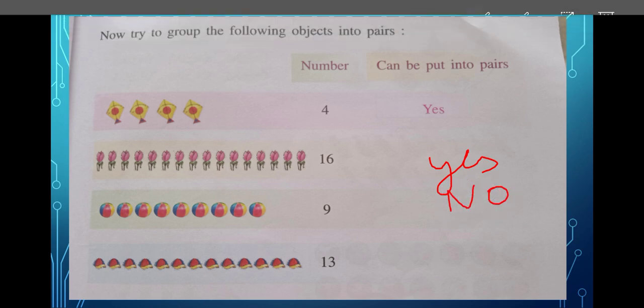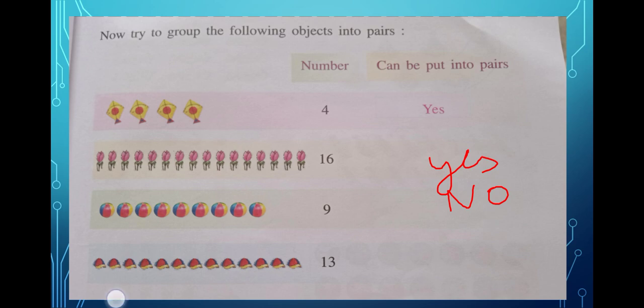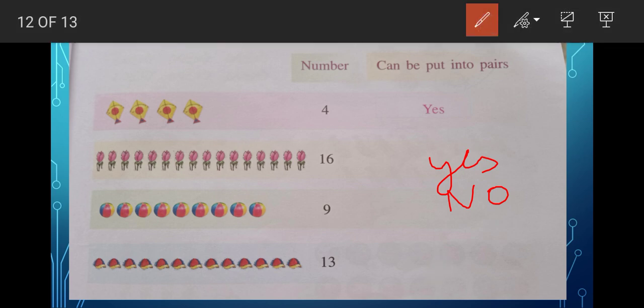So the last one is cap. How many caps are there, children? 13 caps are there. That means 12 caps you can pair. These two pair, these two pair, these two pair. The last one you cannot pair. That means it is an odd number. Which one you cannot pair? It is called an odd number, and you have to write here no.